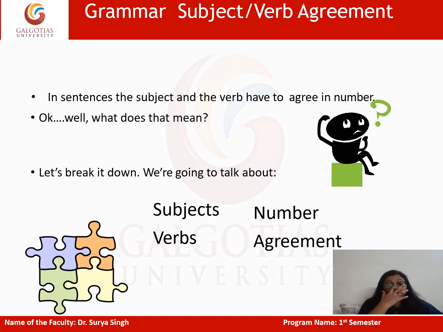Now, let's go into a little detail. In sentences, the subject and verb have to agree in number. Well, you must be thinking, what does that mean? Let's make it simple. Let's break it down. Let's talk about each part separately before we move on to the rules. So subject and verb agreement comprises subject, verb, number, and agreement. So let's talk about subject first.